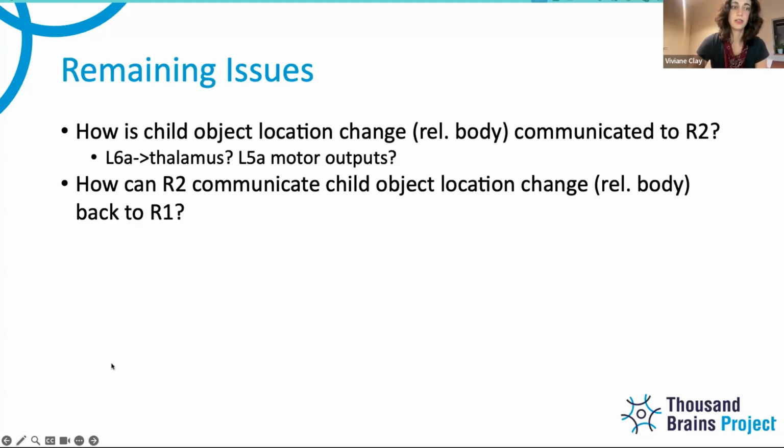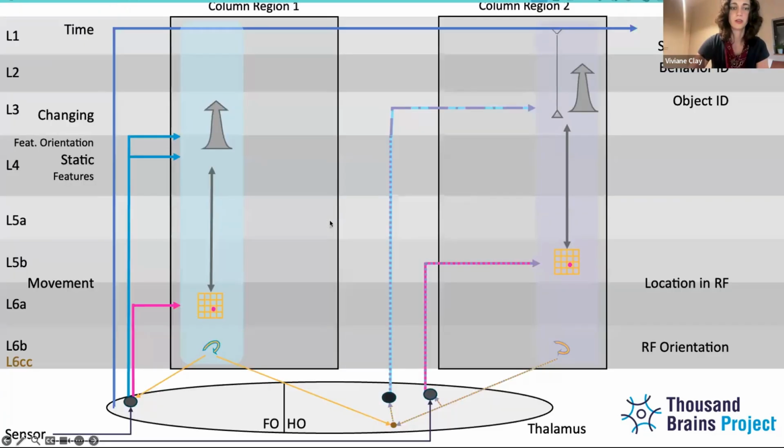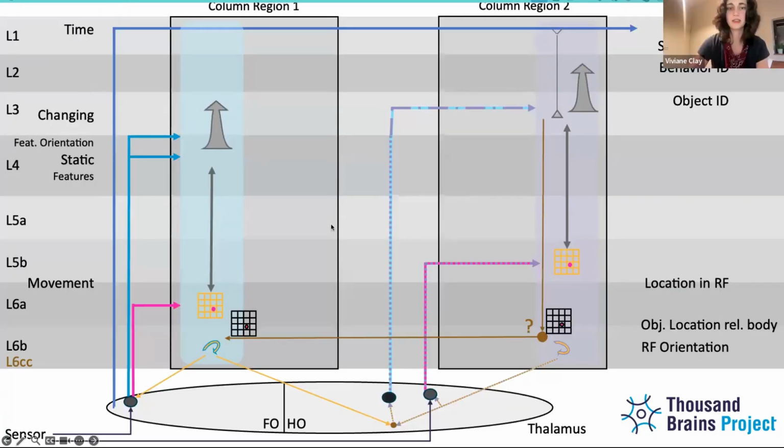And then related to that, how can region 2 communicate the expected child object location back to region 1? Isn't that the same problem in some ways? Yeah, it's basically the same problem, just the backwards connection. If I know the behavior, how do I tell it to expect the child object at this location? It could be a similar way of projecting the change that's stored in the model down here somewhere, and then we can communicate the expected location of the child object over here. But again, this is quite a vague idea, and I don't really know.